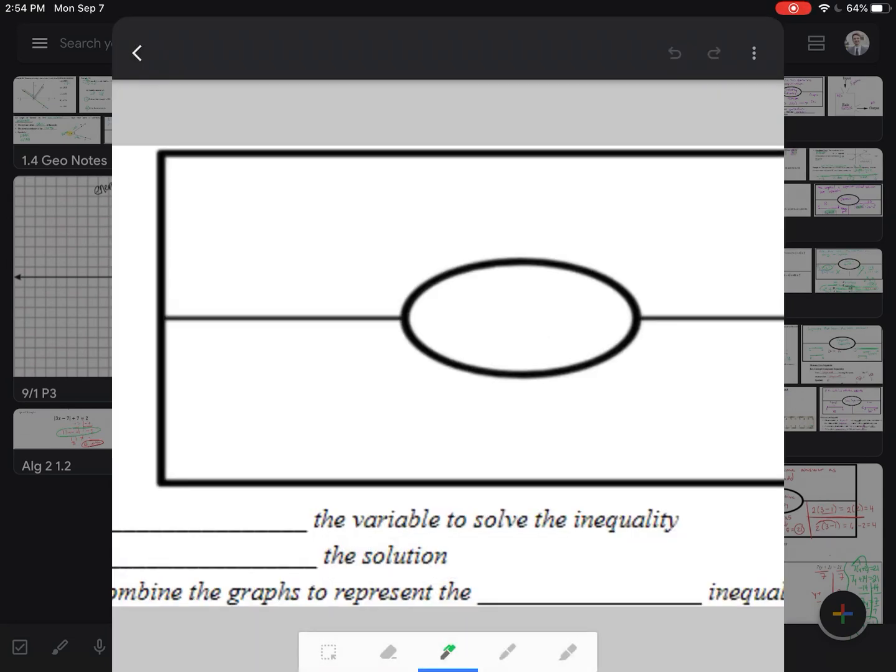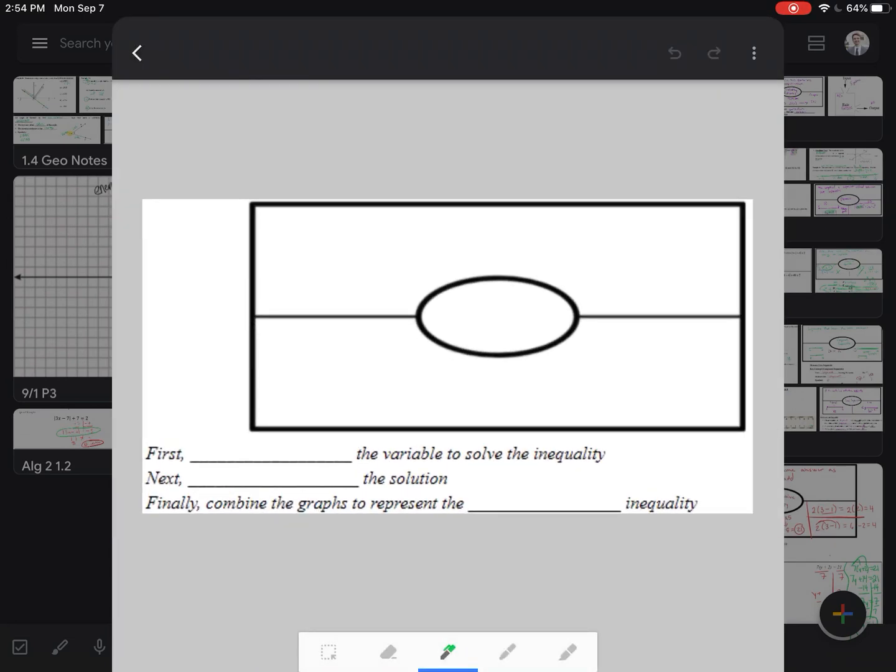So our definition for today, our word is compound inequality. And we define this as two inequalities joined by the word and or the word or.